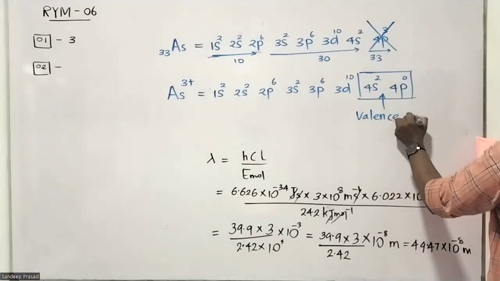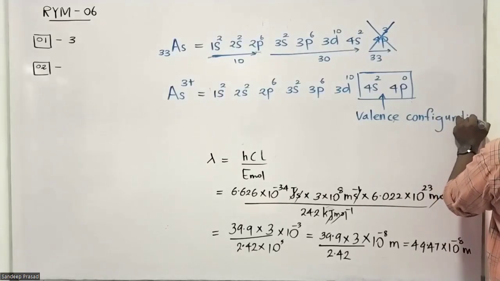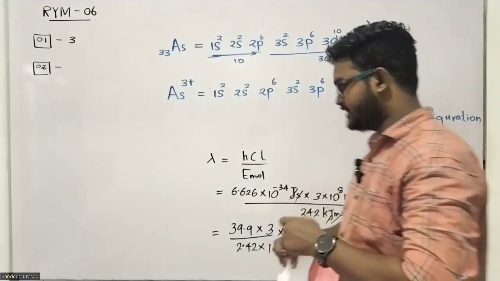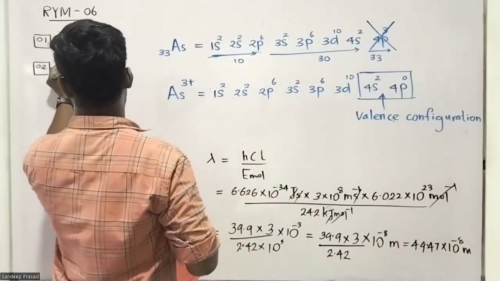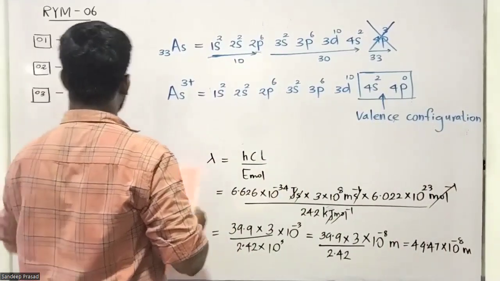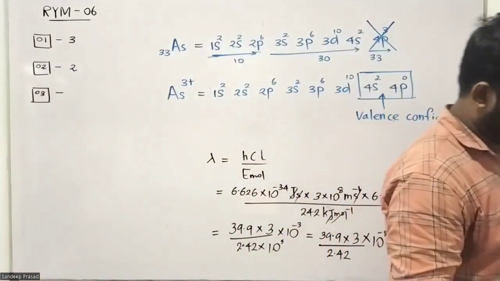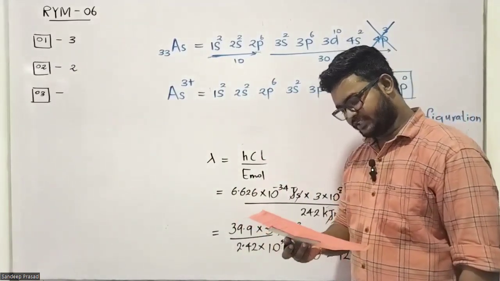This is the valence configuration of arsenic. Valence configuration means the last part of the electron configuration. So question number 2 answer is the second one. Very easy. Let's move to the third one.